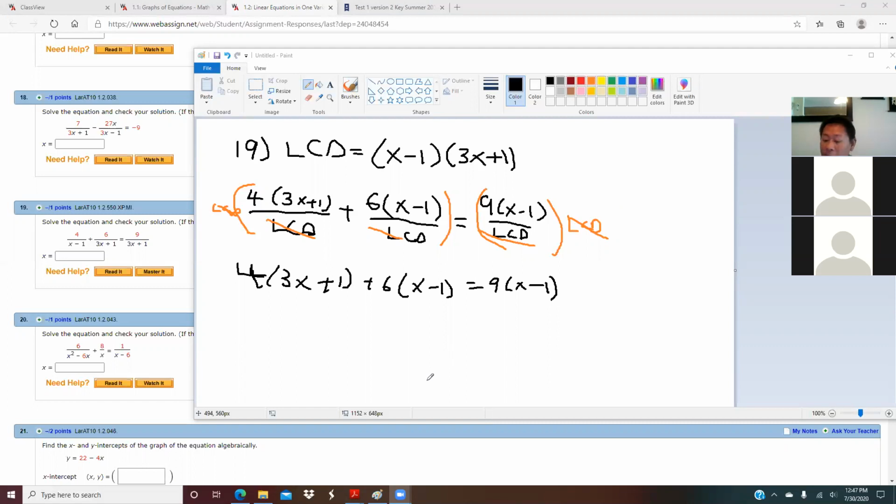So solve for x here. Make sure you distribute them correctly and then combine like terms.